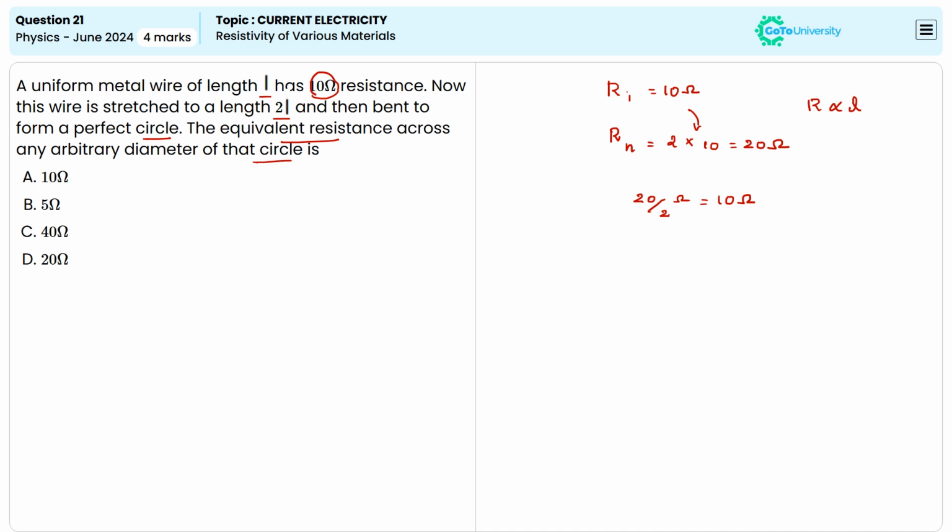So here the equivalent resistance will be equal to 10 times 10 divided by 10 plus 10, because this is the value of R1 and this is the value of R2, which will be connected in parallel. So when we are calculating the final answer, we will get 100 divided by 20, which will be equal to 5 ohm. So the correct answer for this question is option B.